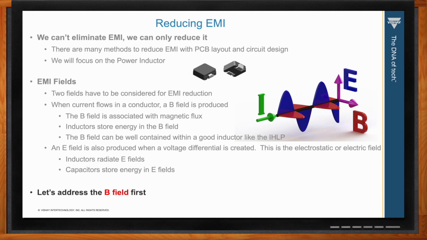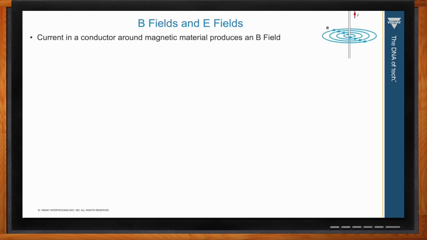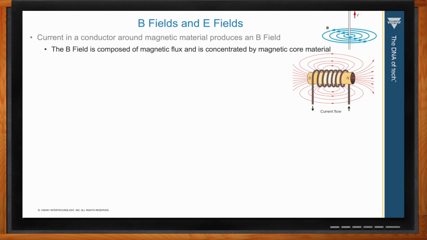But let's talk about the B fields in a little detail first. All right, we learned that anytime you have current in a conductor, a magnetic field is produced. And we see that here in the diagram. The B field is composed of the magnetic flux and is concentrated by a magnetic core material, which is shown here. If the inductor is not shielded, you can see that the B field escapes out into the air where it can affect other components, PCB traces, or the load.